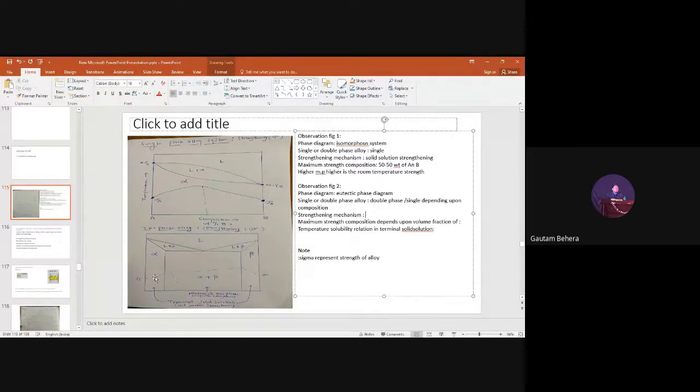So if this is a solid solution and this is a solid solution, then what will the strengthening mechanism be, up to this point and from here to here? Solid solution strengthening. Very good. The strengthening mechanism will be solid solution strengthening.